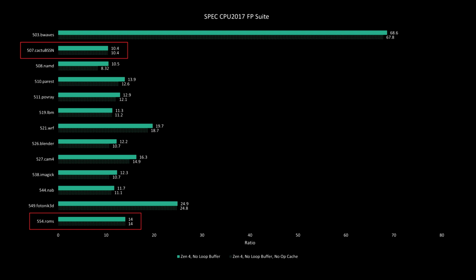And from the other side, of course, it's the same story of low IPC. ROMS and Cactus BSSN are completely unaffected with the op cache off, and that's the case even though they have a very high op cache hit rate. So again, the trend is minimal to no impact in low IPC workloads, and generally worse impact on high IPC ones.